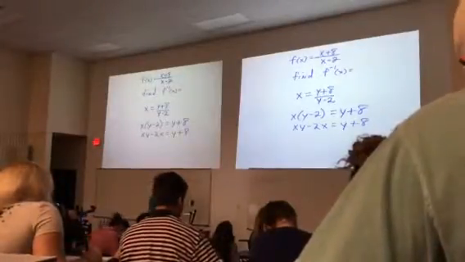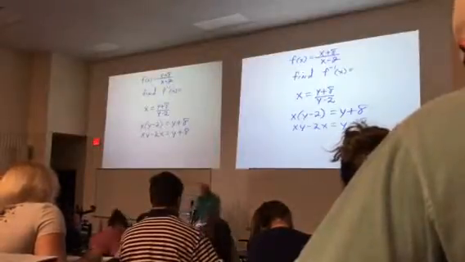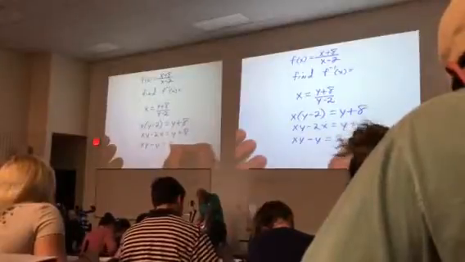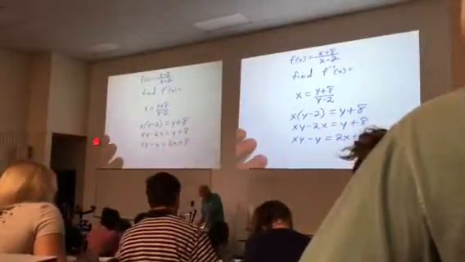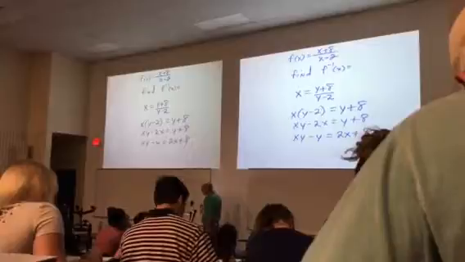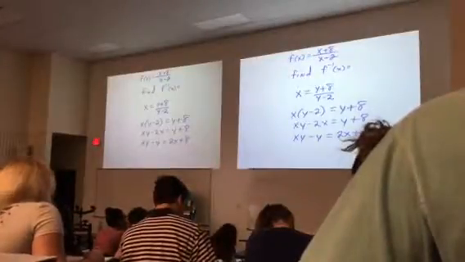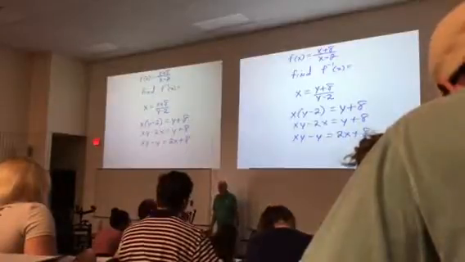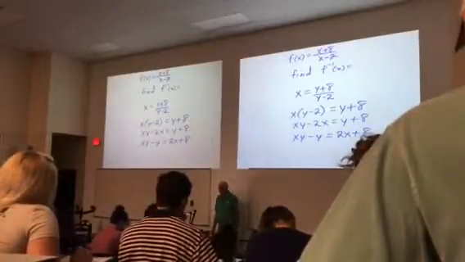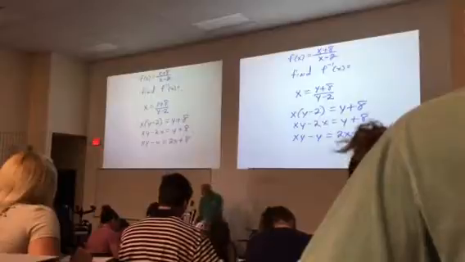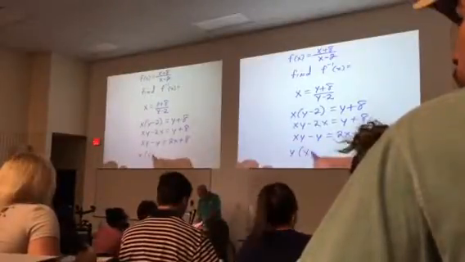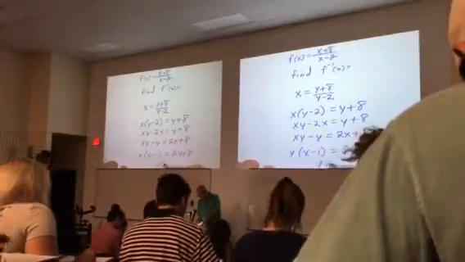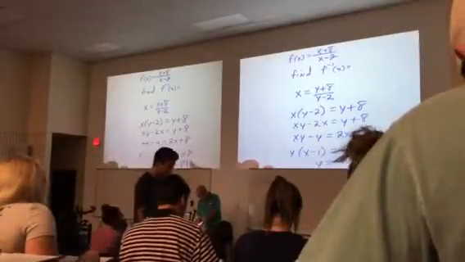Doesn't matter which way I go. I take them to the left, xy minus y equals 2x plus 8. Factor and divide. Without my y, 2x plus 8, divide, and you got it.